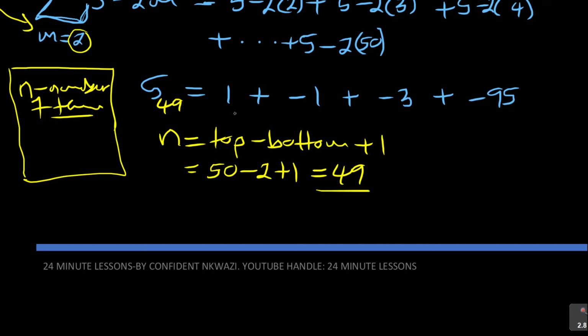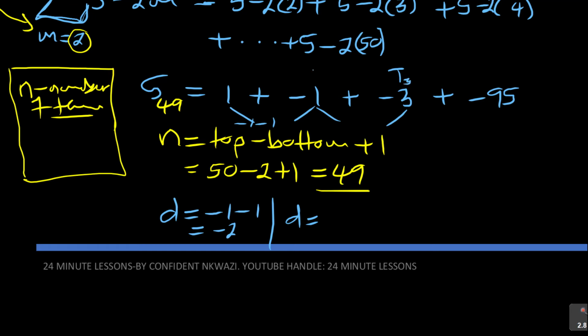You find the common difference. Remember, common difference here, it must be minus 1 minus 1, so it's minus 1, which is negative 2. You can try with the other one, minus 3 minus minus 1. So in here, d is equal to minus 1, which is equal to minus 2. You can try on the other one. d is equal to t3 minus t2, which is negative 3 minus bracket minus 1. You see that? Which is minus 2. Be careful.